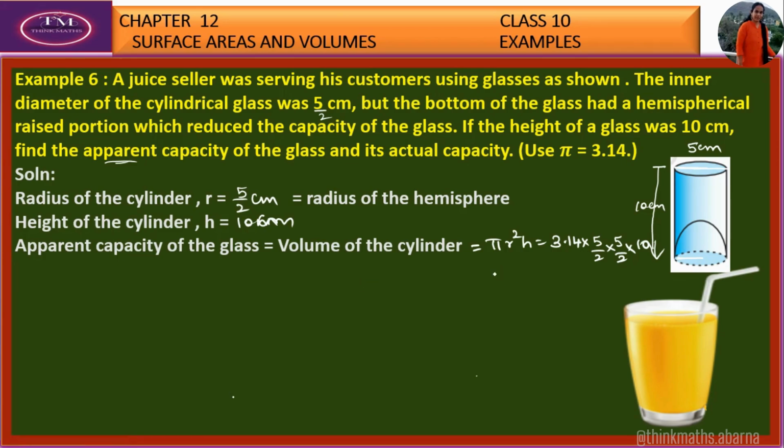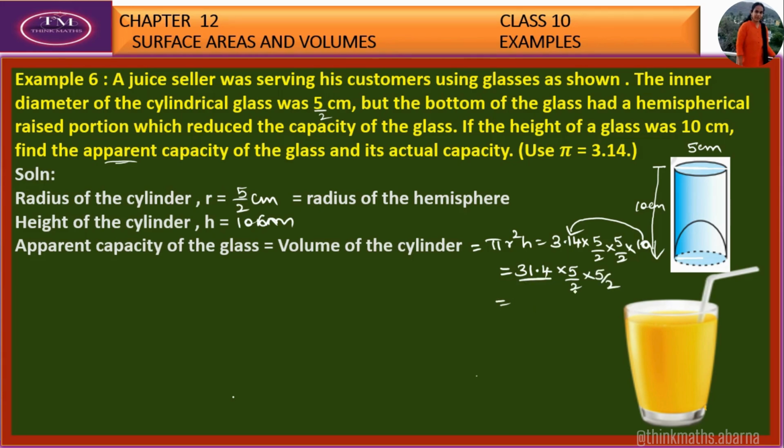Now let us do the calculation. If you multiply 3.14 into 10, how many zeros are there? 1 zero. So the decimal will be reduced by 1. There are 2 decimal places, so if you reduce by 1, it will be 1 decimal. So it will be 31.4. So 2 minus 1 is 1 decimal. So 31.4 into 5 by 2 into 5 by 2.